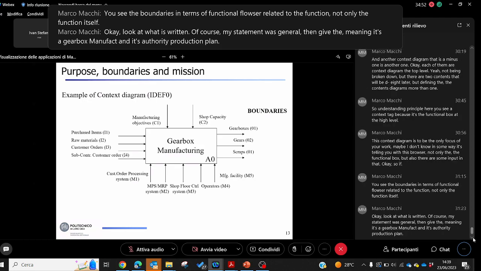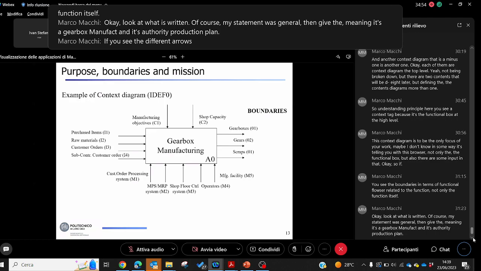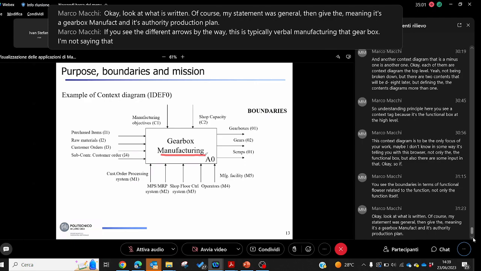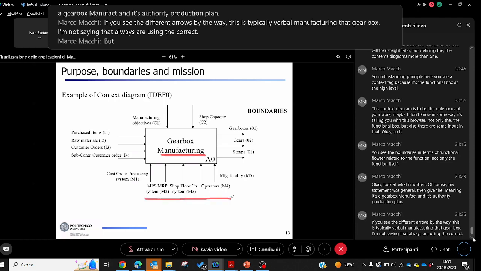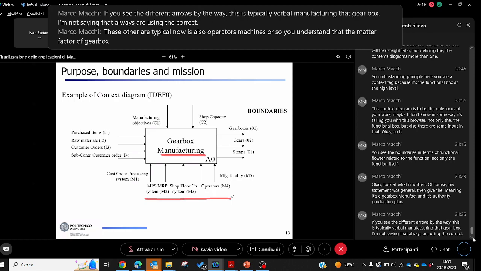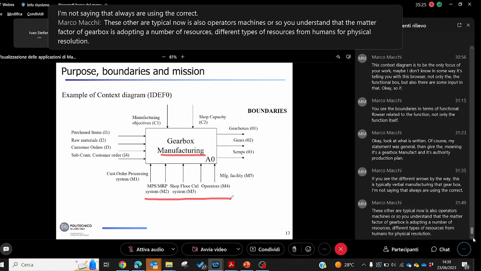If you see the different arrows, by the way, this is typically a verb: manufacture the gearbox. I'm not saying that I'm always using the correct syntax. But these others are typically nouns, so operators, machines, whatever. So you understand that the manufacturer of the gearbox is adopting a number of different types of resources, from human and physical resources, also operators, to informative resources.